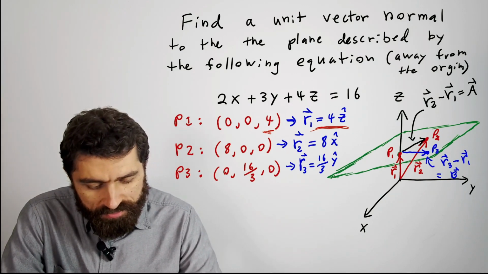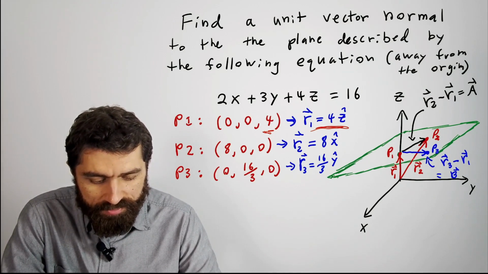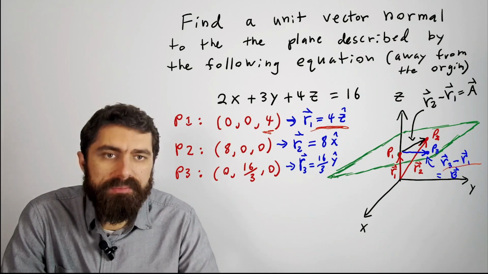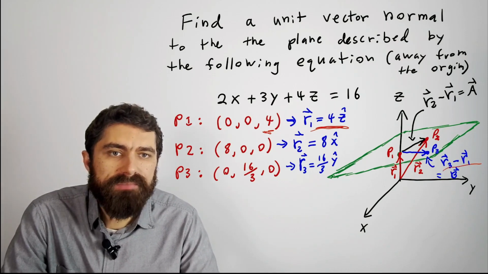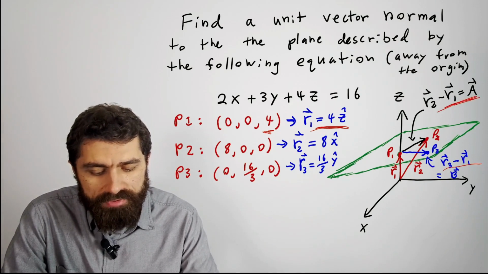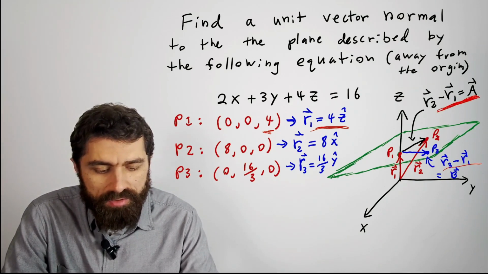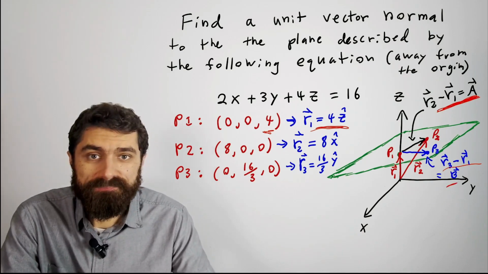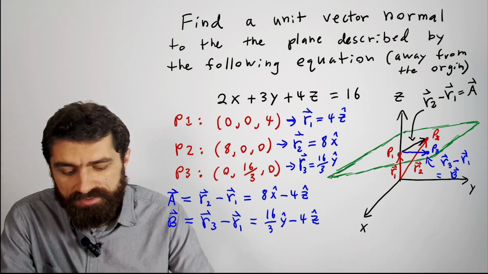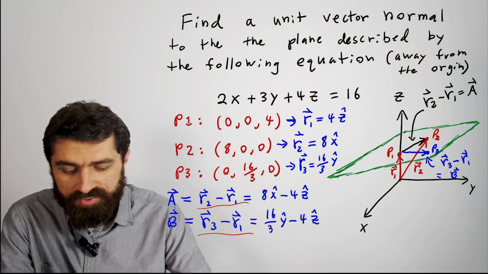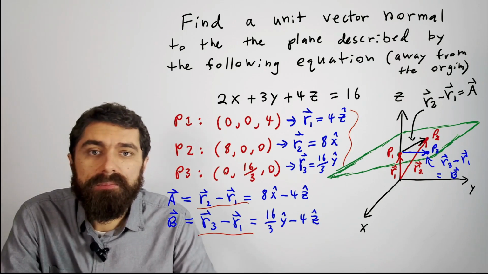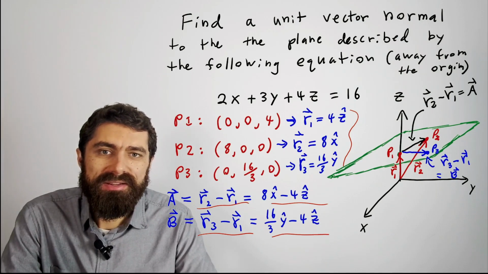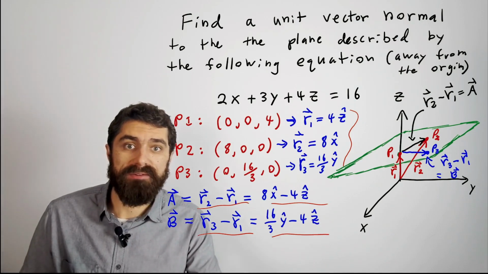And then you can also find a second vector in blue here, R3 minus R1. So we're going to call this R2 minus R1 vector A and R3 minus R1 vector B. So these are the values then. You can do the subtraction here based on the values here, and you end up with the following two vectors that lie in the plane.